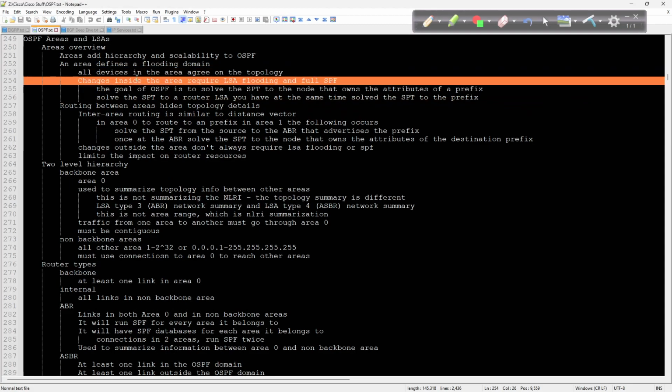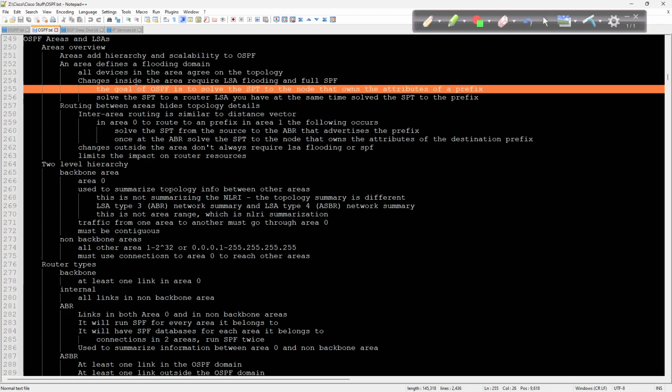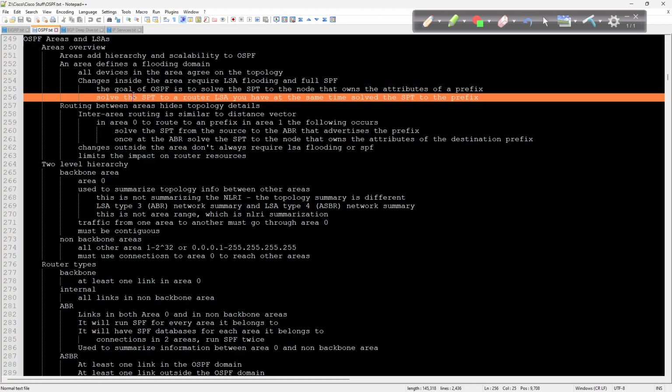Changes inside the area require LSA flooding and a full shortest path first run, or SPF. The goal of OSPF is to solve the shortest path tree to the node that owns the attributes of a prefix. So the idea is to solve the shortest path tree to a router LSA, and at the same time solve the shortest path to the prefix.